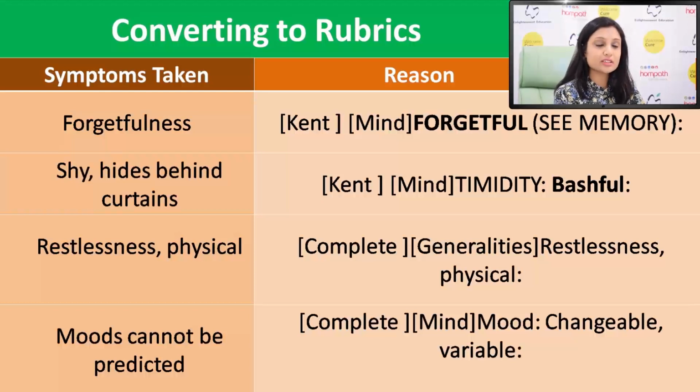Shy, hides behind curtains. What we have taken is bashful. This is an extreme form of shyness, so just timidity or shyness will not do. We have to go to bashful. Restlessness, physical, is a generality, which is why we have taken this rubric from the generalities chapter. Moods cannot be predicted is converted into rubric form as changeable moods. So the rubric is mood, changeable, variable.